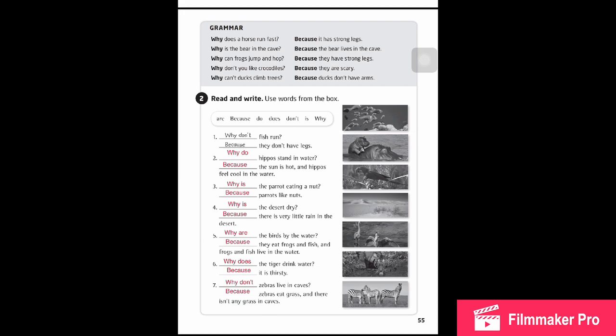Number 5. Why are the birds by the water? Because they eat frogs and fish, and frogs and fish live in the water. Number 6. Why does the tiger drink water? Because it is thirsty. And number 7, pay attention to this because these have a negative sentence. Why don't zebras live in caves? Because zebras eat grass and there isn't any grass in caves.